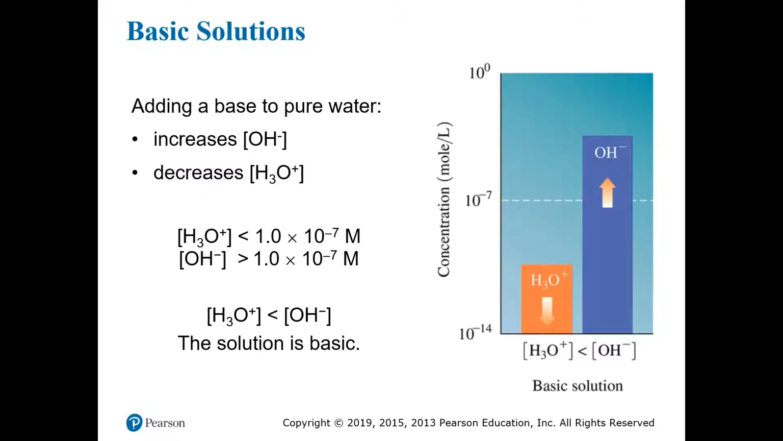If I add a base to a solution of pure water, then I'm going to increase the concentration of hydroxide. As a result, the hydronium concentration will have to decrease to maintain a constant Kw. In this case, we have a hydronium concentration less than 1 times 10 to the minus 7th, and a hydroxide concentration greater than 1 times 10 to the minus 7th. Anytime the hydroxide concentration is greater than hydronium, the solution is basic.